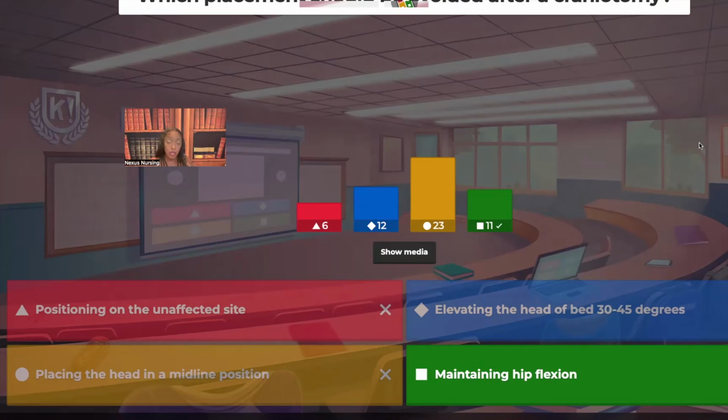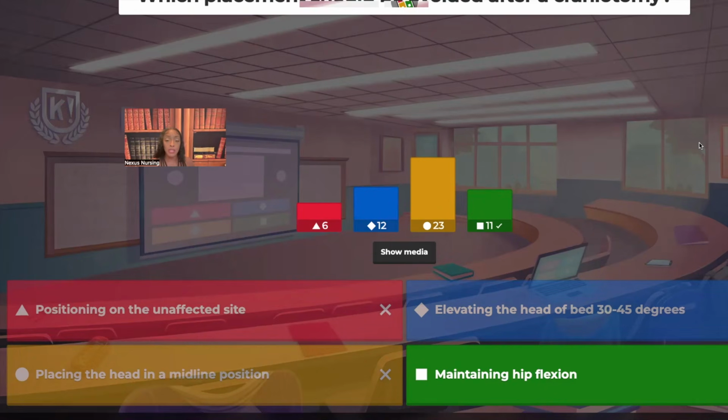We want to facilitate drainage. So what we do want to do is, you see what's in red? Position on the unaffected side? Yeah. Imagine that patient had a craniotomy on their left side. We're not going to position them on their left side. We're going to position them on their right side. We don't want to disturb that surgical site. So we don't want to avoid doing that. Yes, we want to position them on the unaffected side. There's nothing wrong with that.